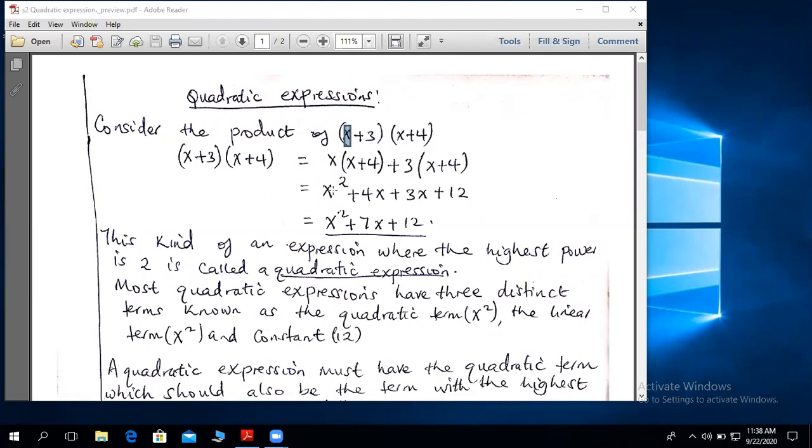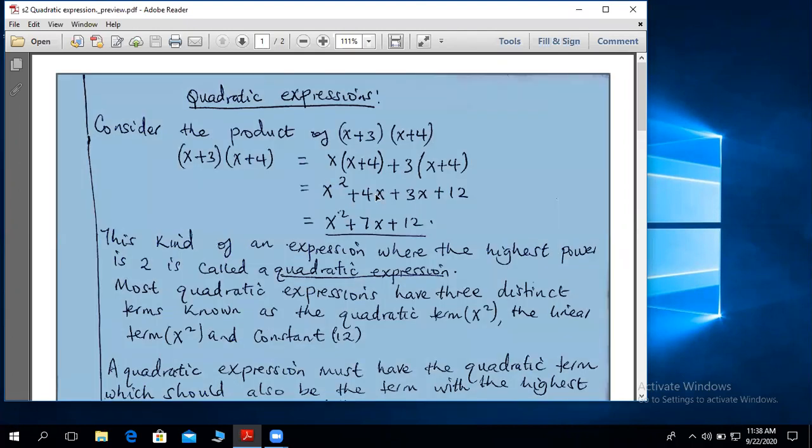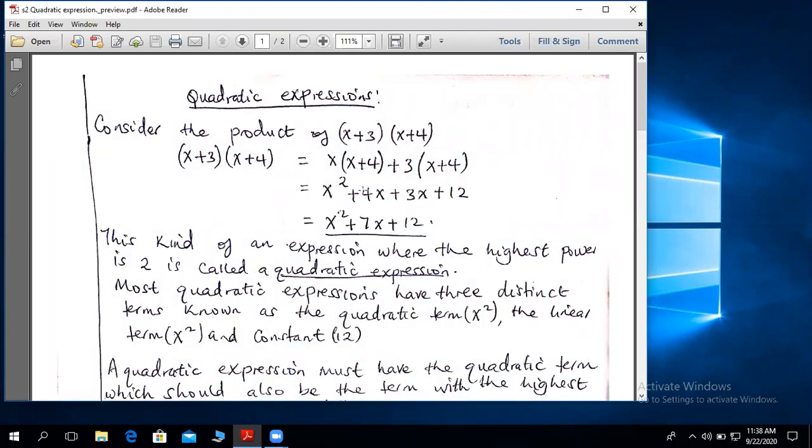So what do we do after that? We collect like terms. Another thing I want to caution you is that you cannot add x squared and 4x. These two terms are not the same. This is x squared, but this is x. However, if this is 4x and this is 3x, then we can add them together because the unknowns are the same. So we shall have 4x plus 3x, which gives us 7x plus 12.